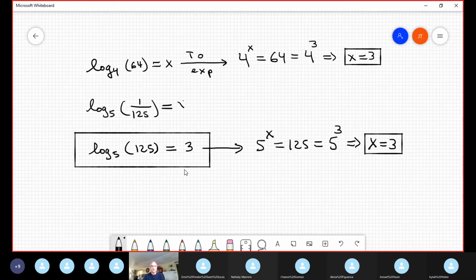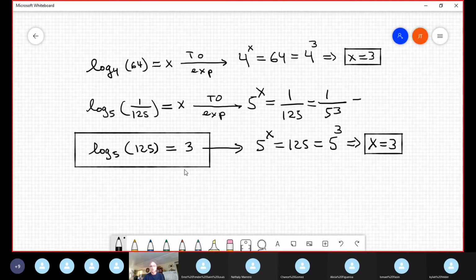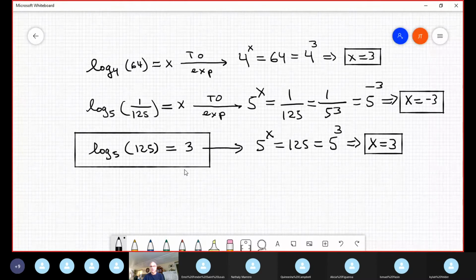Let me try. I have no idea, so I put x and convert it to exponential. The base is 5, the exponent I have no idea, equals 1 over 125. But I know that 1 over 125 is the reciprocal of 5 to the third power, and this is 5 to the -3. Therefore, the conclusion is x equals -3. So a negative exponent means reciprocal, a positive exponent does not. Okay? Does everyone understand this?